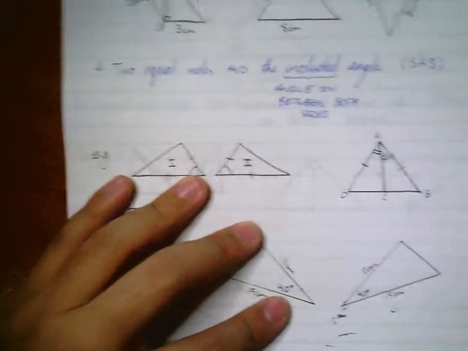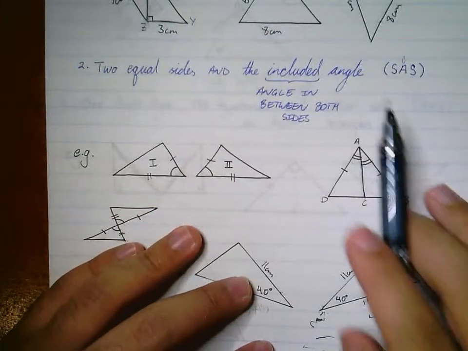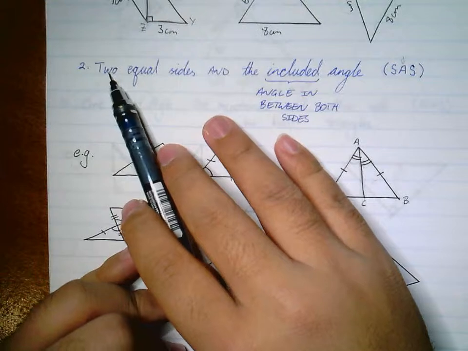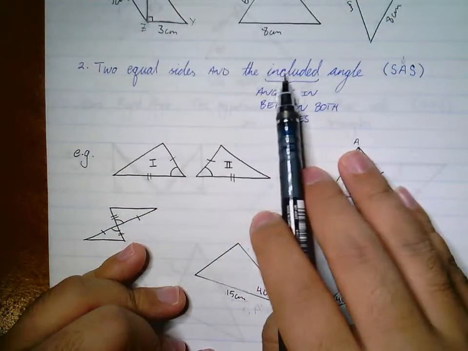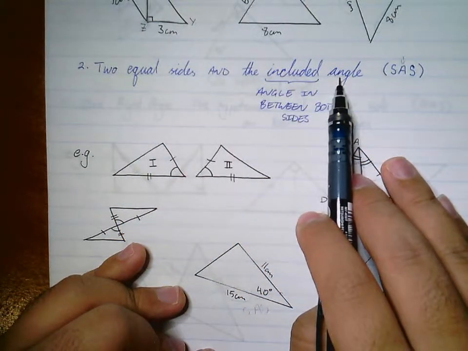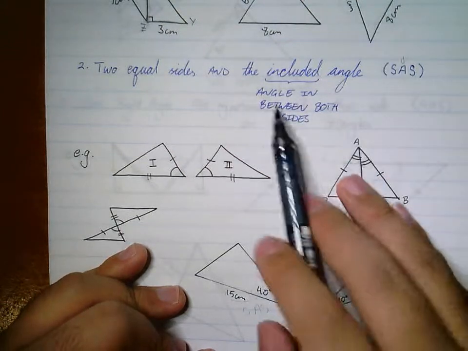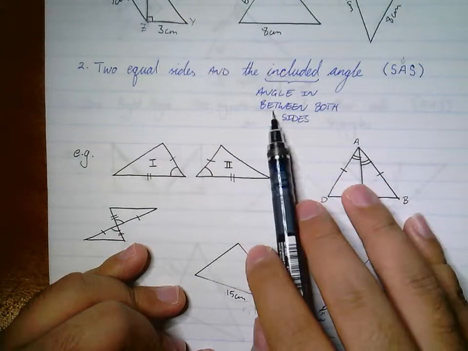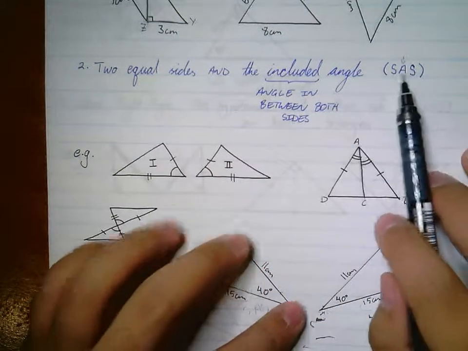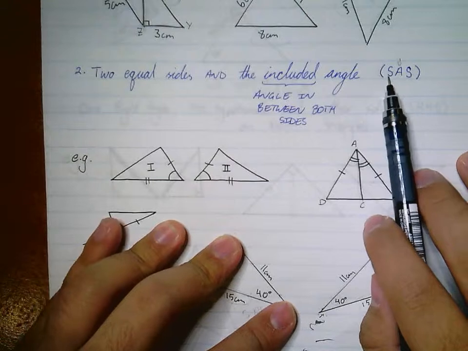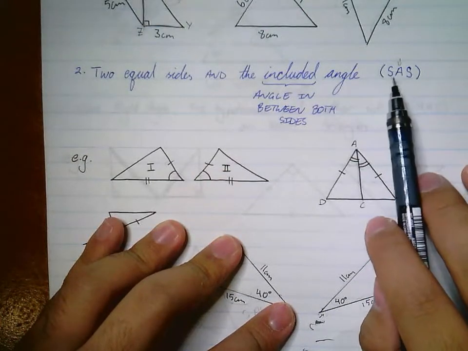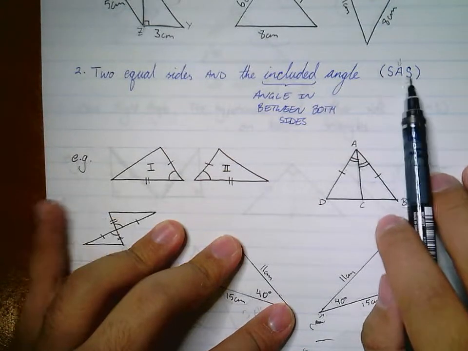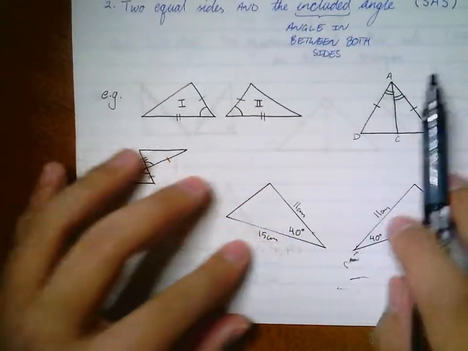The second congruency test is side, angle, side. So we have two equal sides and the included angle in both triangles. By the way, the included angle is the angle in between both sides. Hence why the position of the A is in between both S's. So the angle must be in between both sides. I'll show you what we mean here.